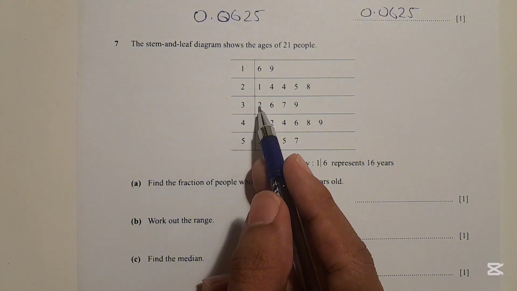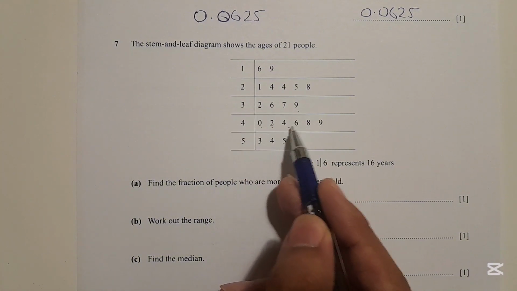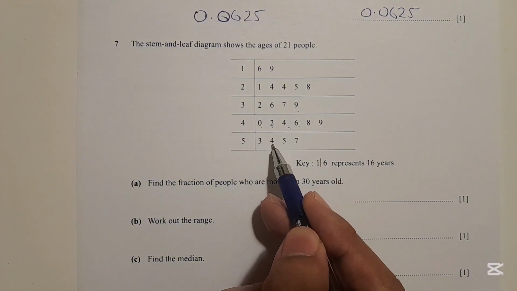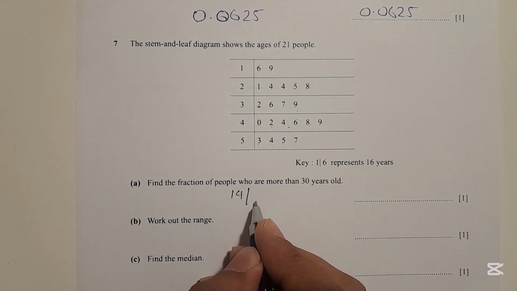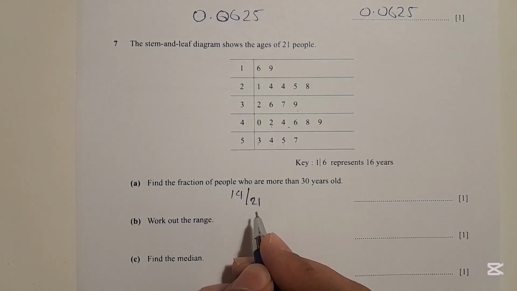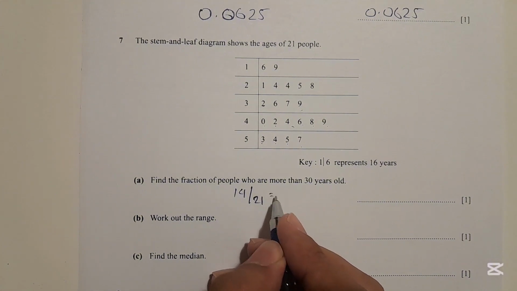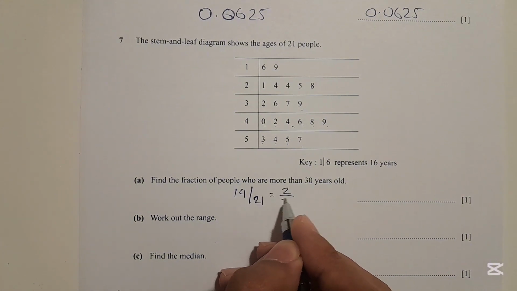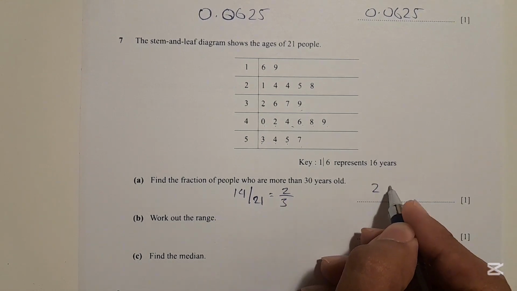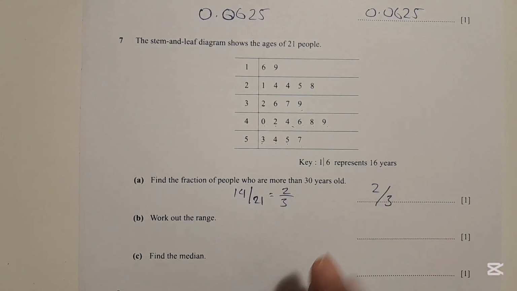Question 7 states find the fraction of people who are more than 30 years old. More than 30 is 4, 5, 6, 7, 8, 9, 10, 11, 12, 13, 14. So 14 over 21. So if we simplify it by 7, 7 2s are 14, 7 3s are 21. So 2 over 3 will be the final answer.